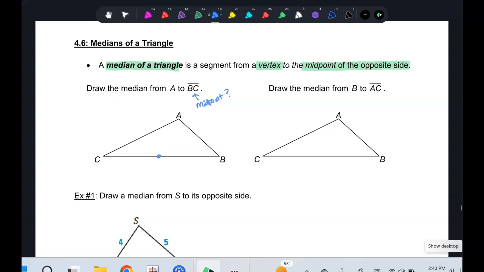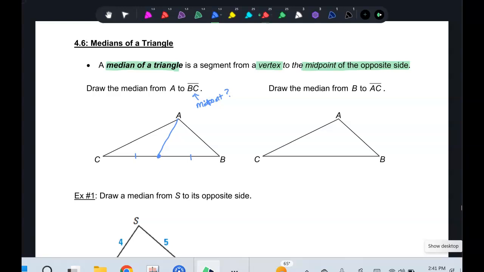You can get a ruler out and actually measure it, but I don't need you to do that. Just try to eyeball it here. Now, how do you show that it's a midpoint? You want to mark the two segments congruent to each other. You want to show that these two parts are the same measure. That will tell us that that's a midpoint. Now we just want to connect A to that point. It goes from A to the midpoint of the opposite side.